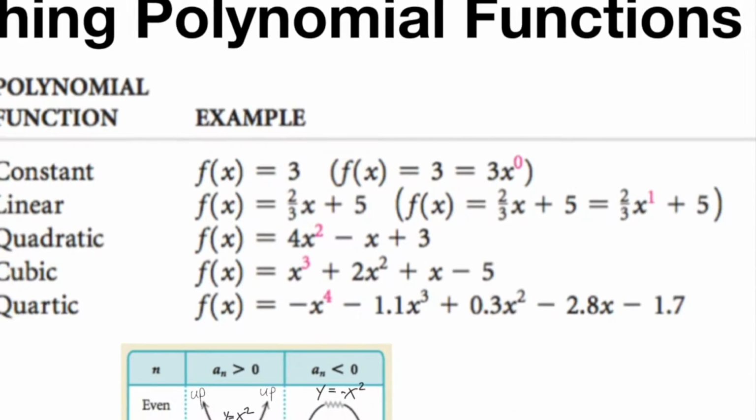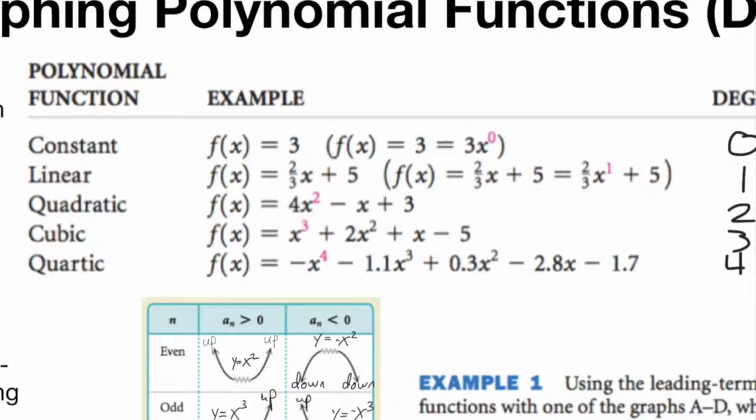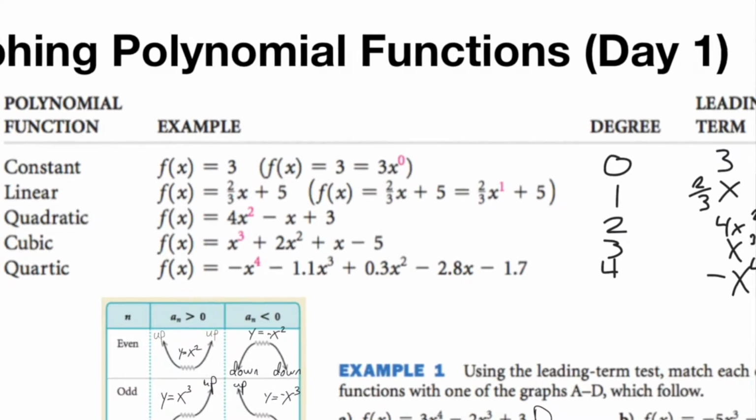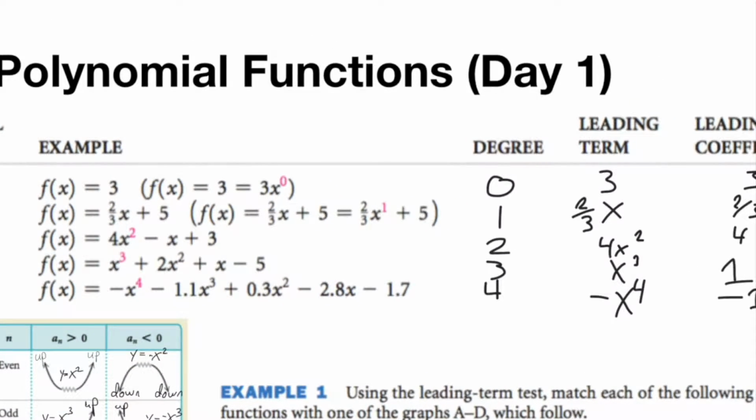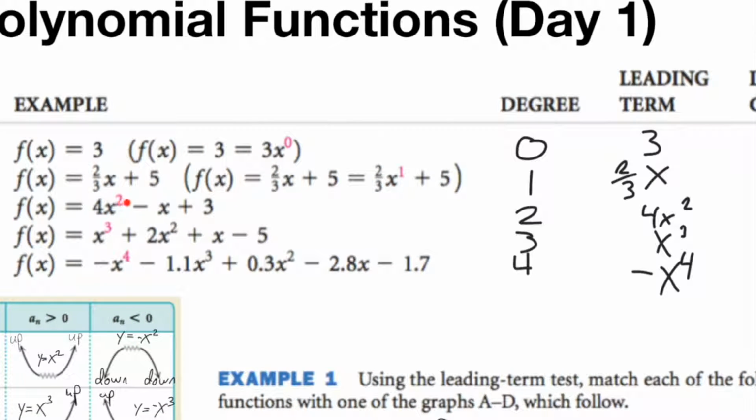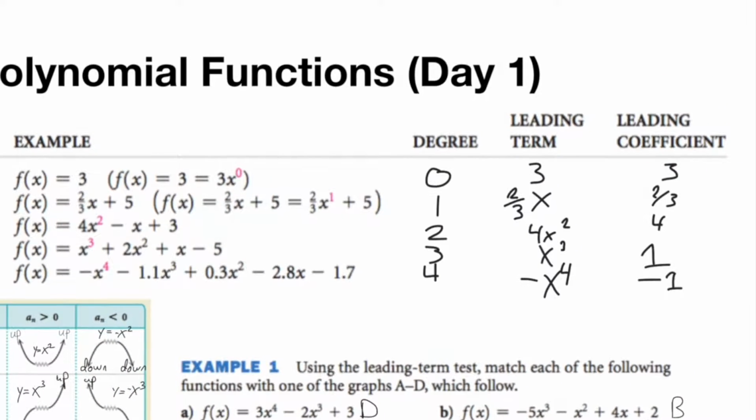Check it out. I'm going to take this middle example first. F of x equals 4x squared minus x plus 3. We can say because this highest exponent is 2, we know it's a quadratic function. In fact, the degree, we'll call this 2 because the highest exponent is 2. And the leading term is 4x squared. That's the term that has the highest exponent. The leading coefficient is 4. That's just the number out in front of that highest exponent term.